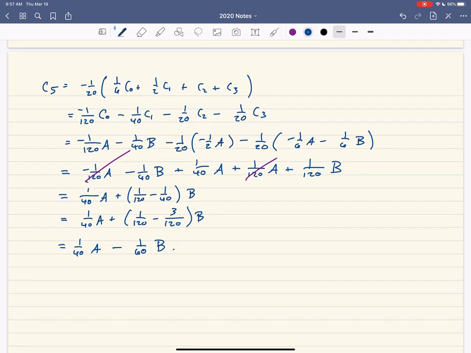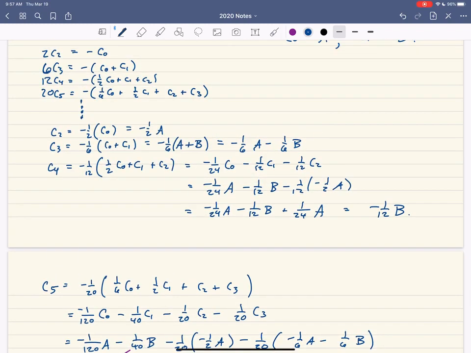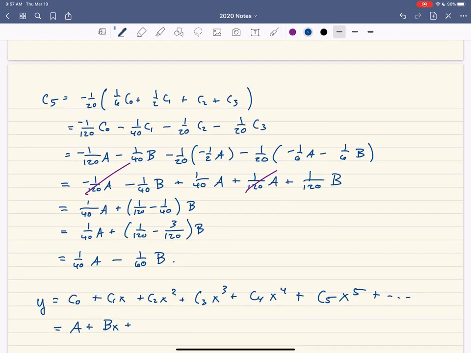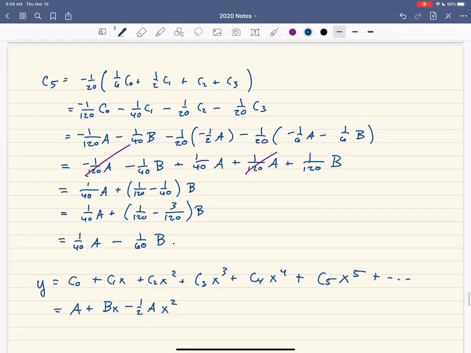And we're still, remember, trying to solve for y. So y, as always, is C naught plus C1x plus C2x squared plus C3x cubed plus C4x to the fourth, C5x to the fifth, and that's where we stopped. So that's a plus bx plus, now we just have to go back and remember what all of our values were. C2 is negative 1/2 a, so that'll be negative 1/2 a, that's the x squared constant.